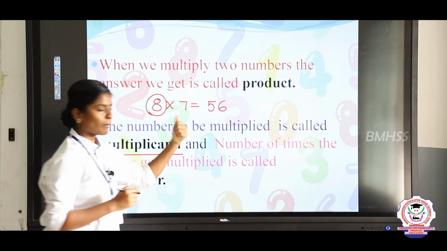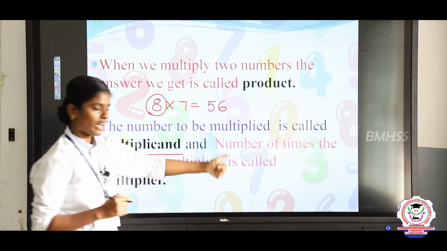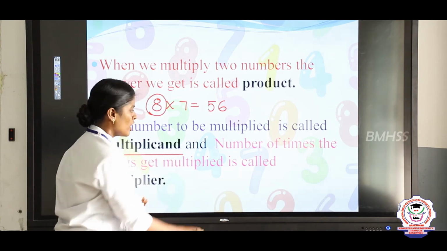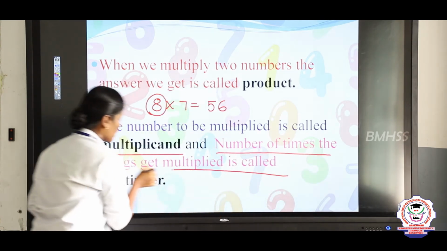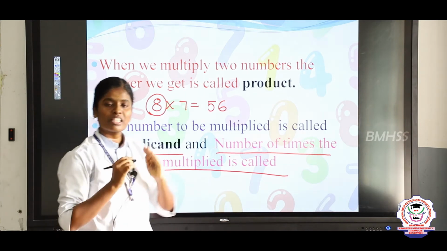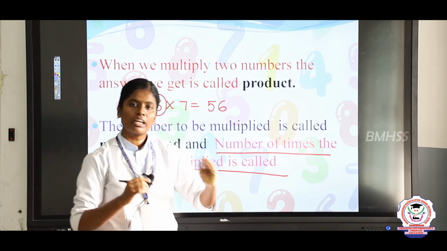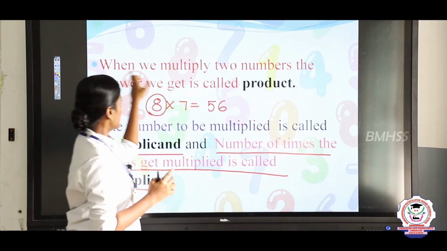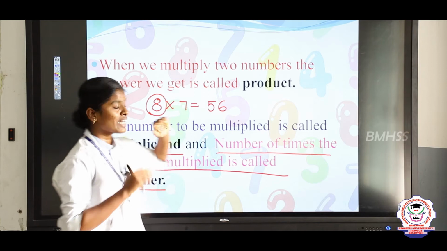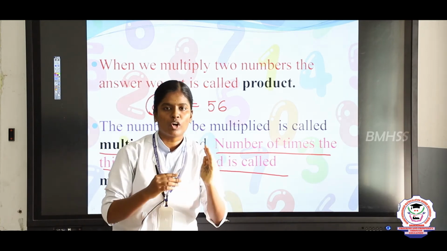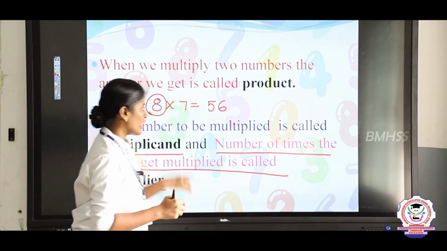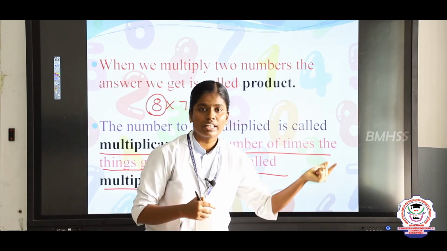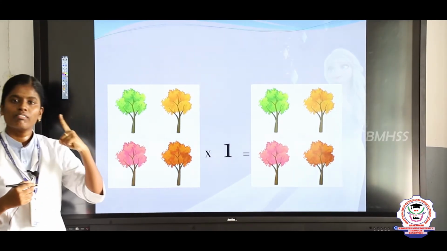The second number, the multiplier, means the number of times the things get multiplied. The number of times that things get multiplied is called the multiplier. Finally, the product means the answer: when we multiply two numbers, the answer we get is called the product. So 8 is the multiplicand, 7 is the multiplier and 56 is the product. We will see one more example.